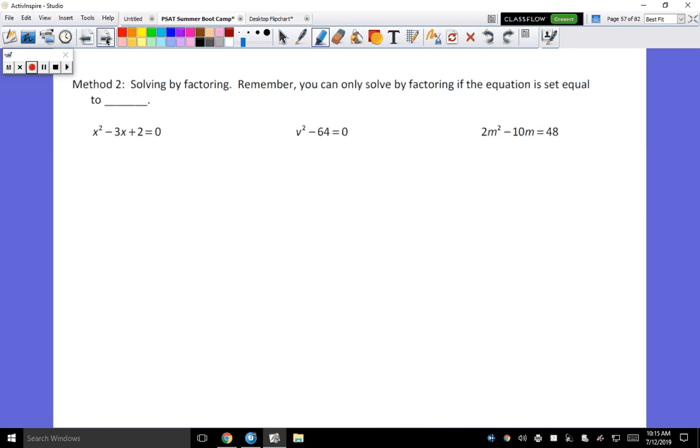Alright, so next method. Solve by factoring. Remember, you can only solve by factoring if the equation is set equal to what? 0. Okay? So not 1, not 20, you have to set it equal to 0. Now, this one is set equal to 0, this one is set equal to 0. But this one we can set equal to 0 by subtracting the 48.